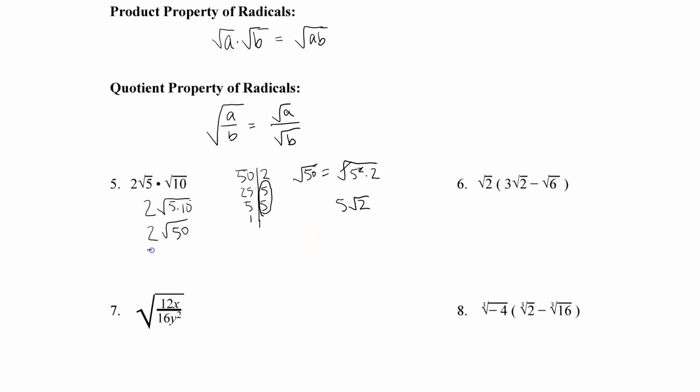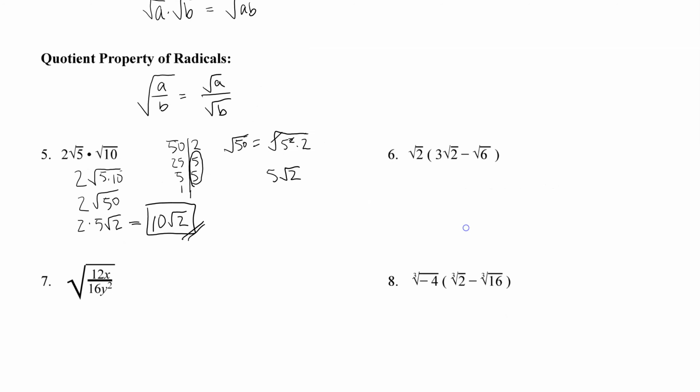So we have 2 times 5 square root of 2. 2 times 5 is 10. So we're left with 10 square root of 2. And that would be the final answer on that problem.